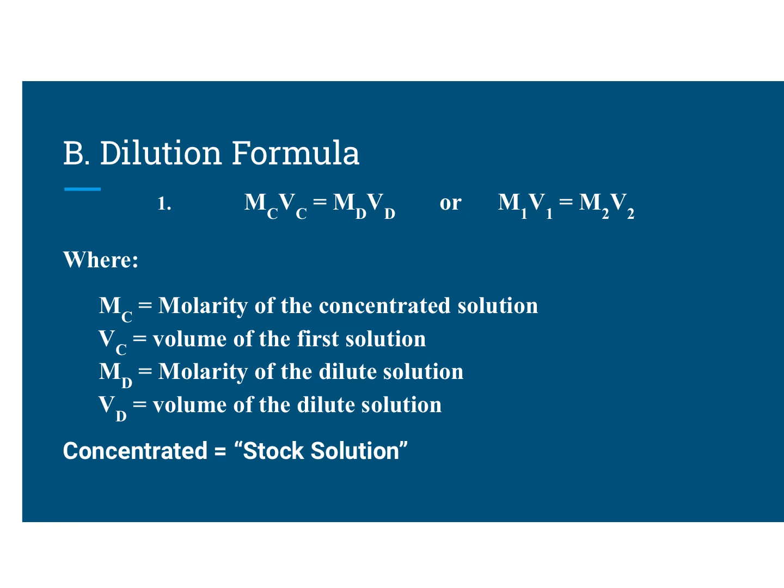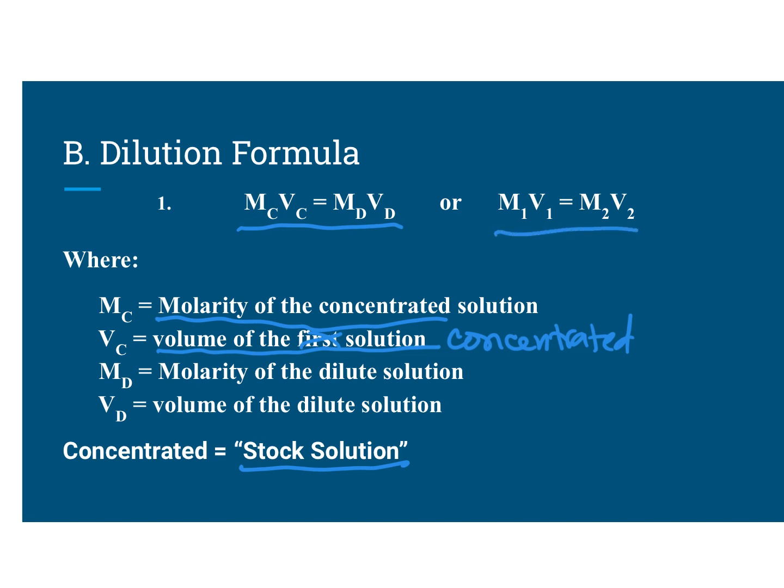So here's the dilution formula. You'll see it as MC times VC equals MD times VD, or M1 times V1 equals M2 times V2. MC means the molarity of the concentrated solution, and VC is the volume of the concentrated solution. And MD is the molarity of the dilute solution, and VD is the volume of the dilute solution. And whenever you see the phrase stock solution, remember that will be the concentrated solution.